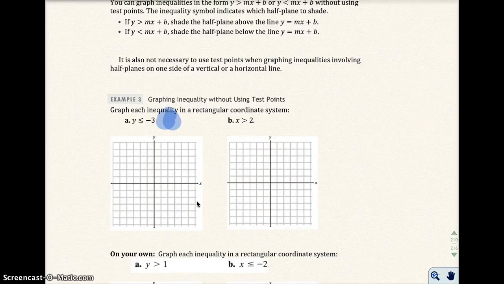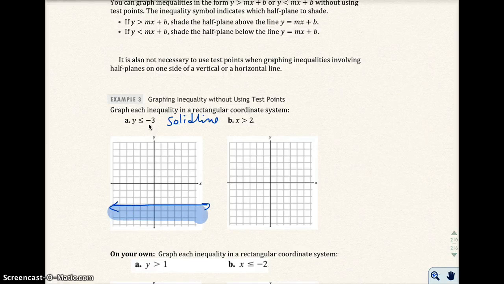It's going to be a solid line. So I'm going to go ahead and graph y equals -3. That would be right here. And then if you want the y to be less than the -3, you're going to shade beneath it. So I would shade this down here.